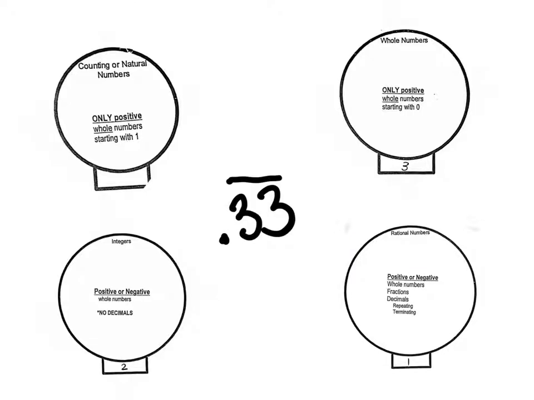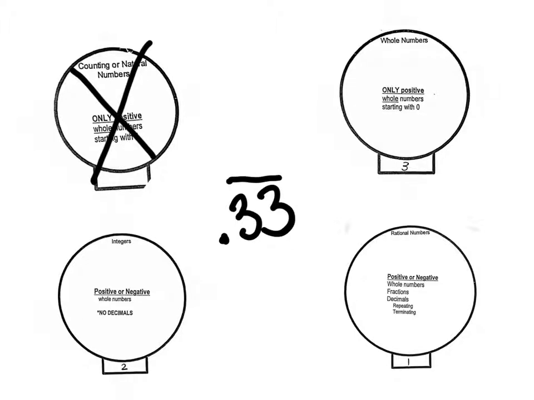Now we are going to look at some examples. Here we have 0.33 repeating. Now we have to choose which groups this is a part of. So we start with the smallest always, and that's counting or natural numbers. So we read only positive whole numbers starting with 1. 0.33 does not fall in that category, so we can rule that out.